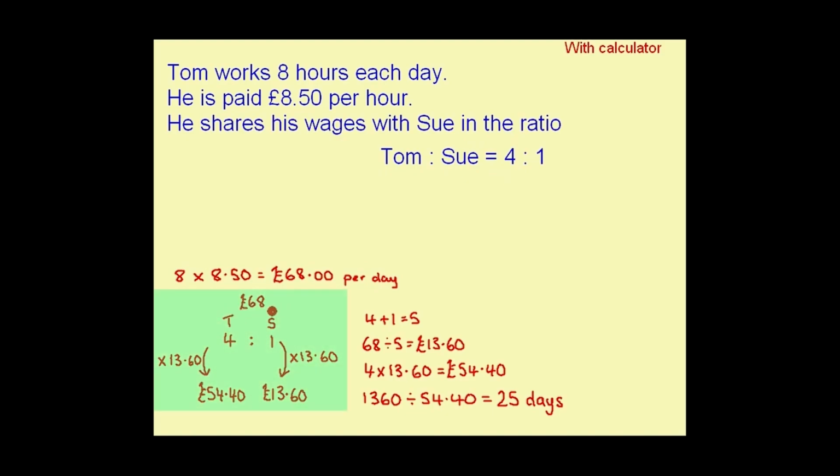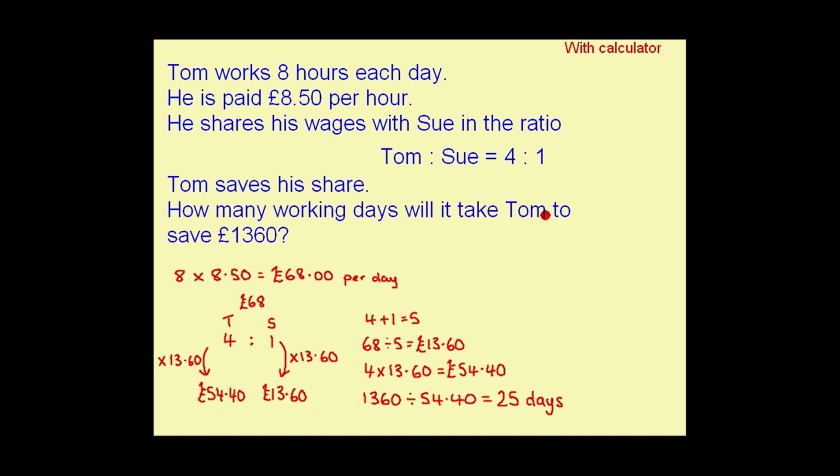So I've worked out that Tom gets paid £68 per day, and I want to share this in the ratio 4:1. I'm allowed a calculator on this question, so the working out is fairly straightforward. Tom gets £54.40 and Sue gets £13.60 each day. I've got information here, but no maths. And now I have a question.